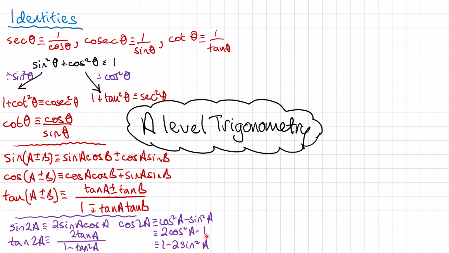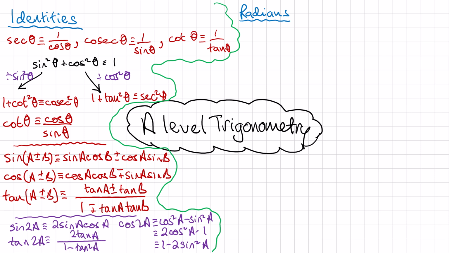Now this particular identity is going to be very useful when you come to do integration. If you want to integrate sine squared or cos squared, we can rearrange this identity to get cos 2A and integrate that instead. Next up is radians, and this is just a different way of measuring angles.